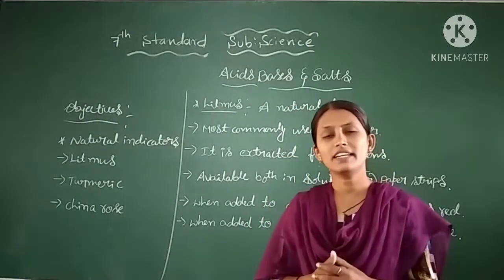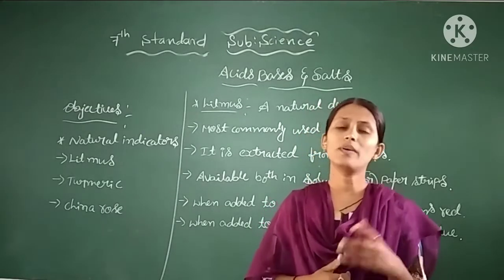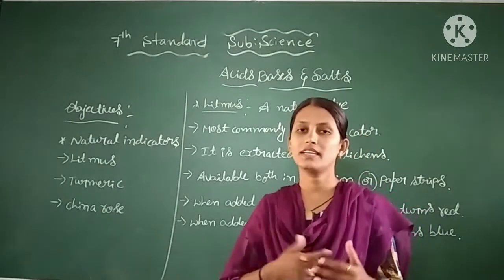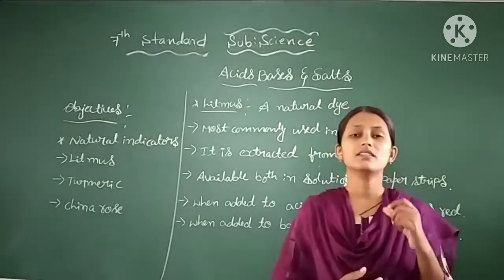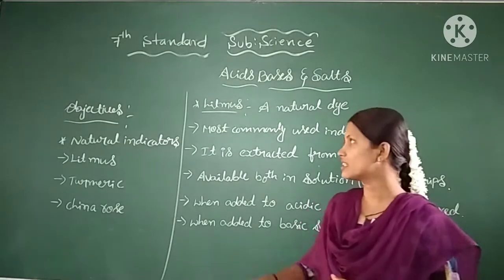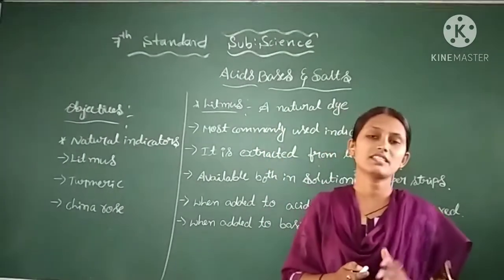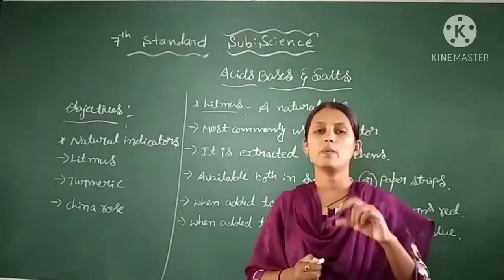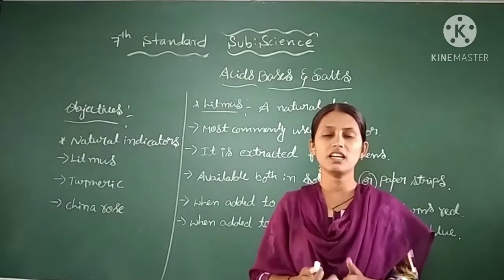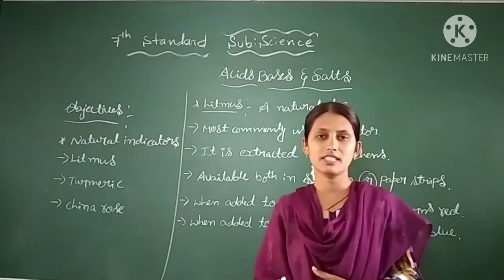We cannot taste all types of substances, right? So how can we test whether a given solution is acidic or basic? It can be tested by using a special type of substance, which we call indicators. Indicators are special substances that change color when added to a solution. By changing color, they show whether a given solution is acid or base.